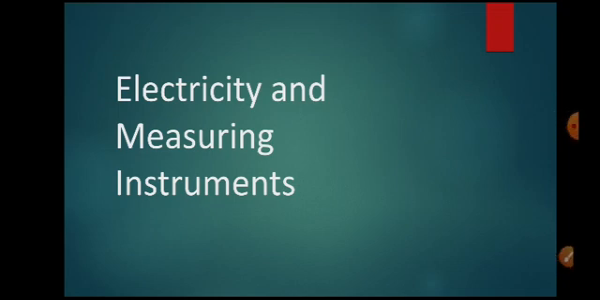Today we will discuss the last part of the chapter electricity and measuring instruments. In the last session, we studied measuring instruments like the moving coil galvanometer, which is used to calculate small currents. It's a sensitive device. The ammeter is used to measure the current, and the voltmeter is used to measure the potential difference between the two ends, or voltage, in the conducting wire.